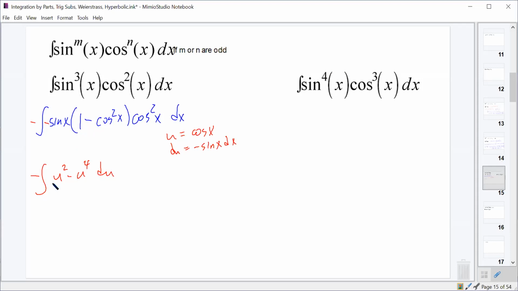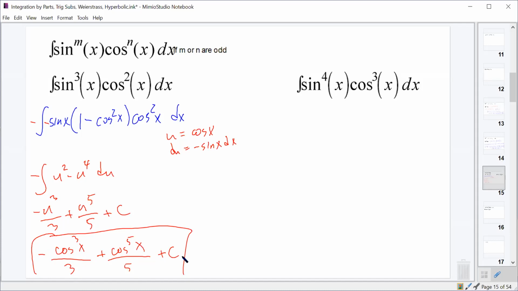Hopefully so. And then the u squared ought to become, if I bring that negative back in, negative u cubed over 3 plus u to the fifth over 5 plus our constant, and then just resub. Negative cosine cubed x over 3 plus cosine to the fifth x over 5 plus your constant. Good or no?